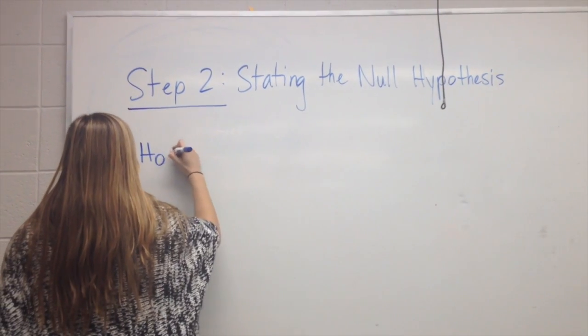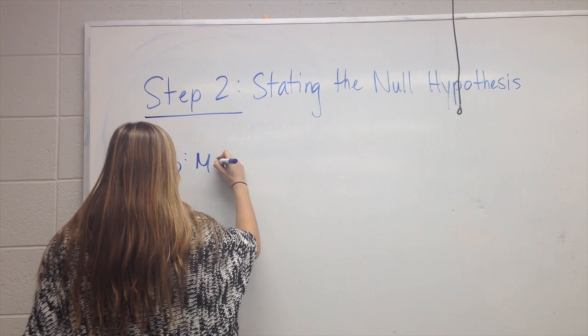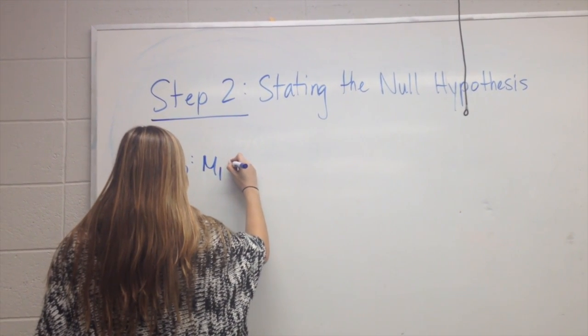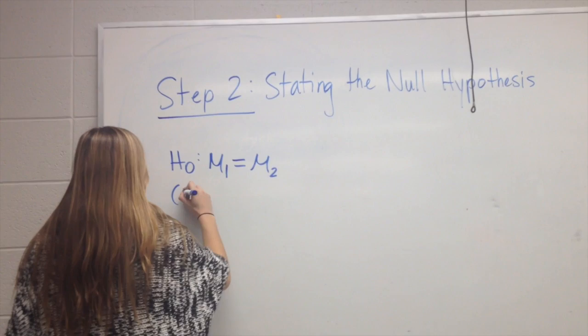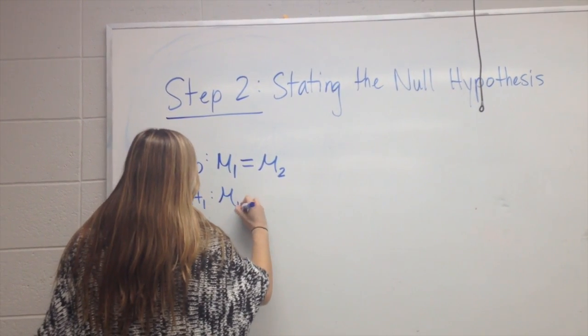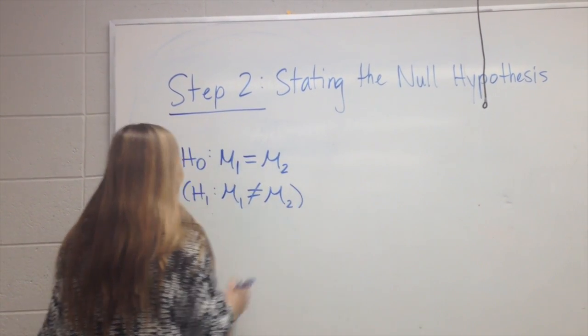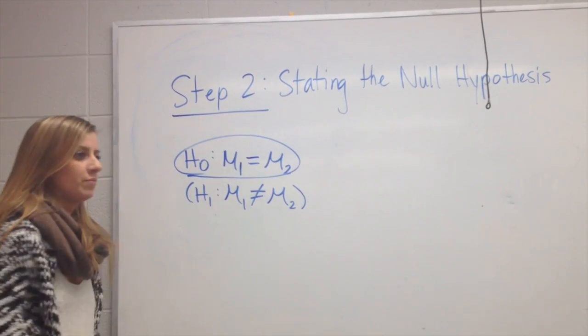The equation used for step 2 is hypothesis 0: mu1 equals mu2, or hypothesis 1: mu1 does not equal mu2. In our case, mu1 is wage of females and mu2 is wage of males. Hypothesis 1 is our research hypothesis, whereas hypothesis 0 is our null hypothesis.